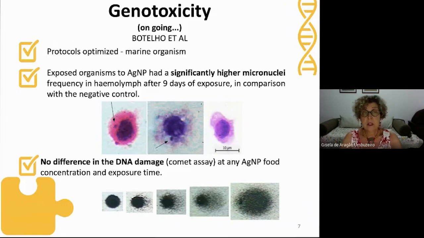Then we did some experiments, exposed organisms to silver nanoparticles through feeding again, and we found a significantly higher micronuclear frequency in the hemolymph after 9 days of exposure. When we did DNA damage, we also optimized the protocols for COMET assay, but we didn't see any difference.